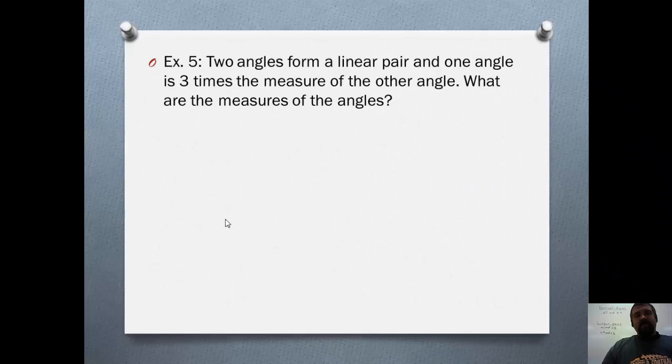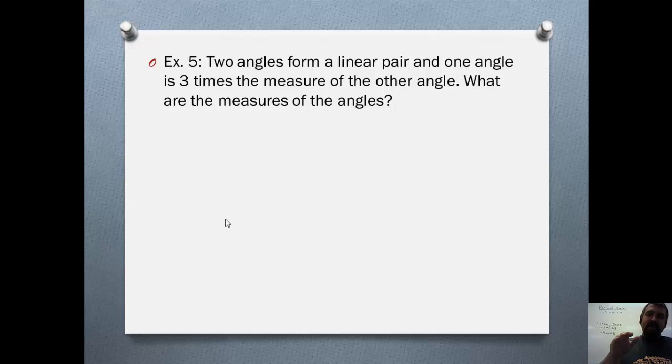The last example that we're going to look over today is: two angles form a linear pair, and one angle is 3 times the measure of the other angle. What are the measures of the angles? At this point, it's just a word problem. We're going to need some visual help. We are going to draw a picture that will aid us in this problem.